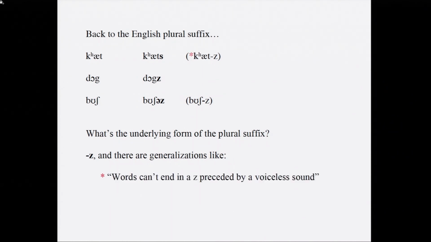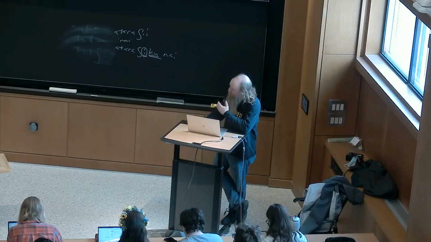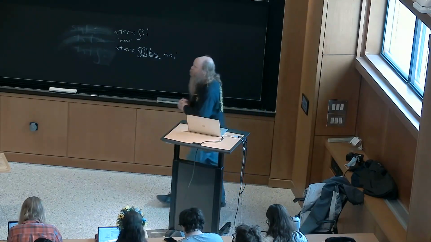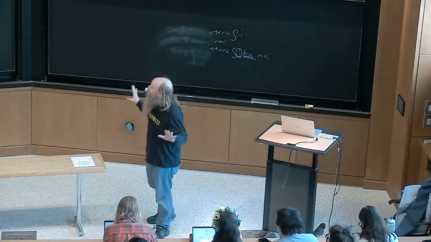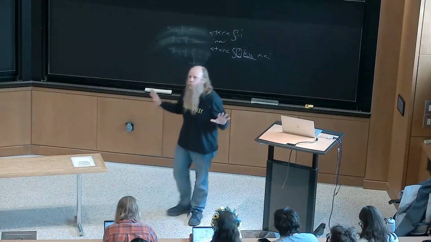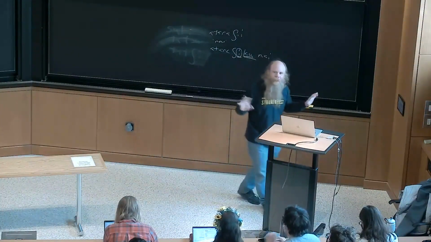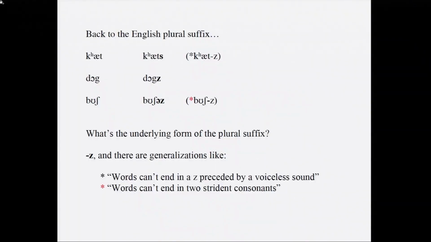And then there are generalizations like English doesn't like words that end in a Z that's preceded by a voiceless sound. And words don't get to end in 2 strident consonants, right? Where stridents are things like the sh and the z that's at the end of bushes. Yeah. So those are generalizations that we said one of the attractive things about this way of thinking about the English plural is that these are generalizations that just seem to hold about English generally. English doesn't have any words that end in a Z preceded by a voiceless sound. And we can kind of rely on English phonology to demand that you do something if you add Z to cat. Yeah.